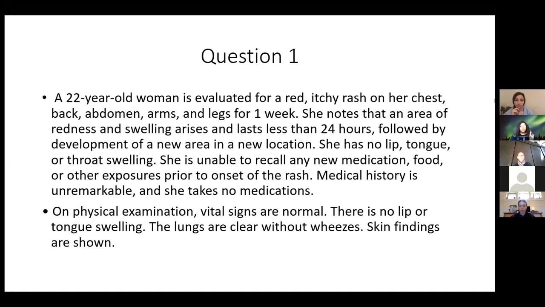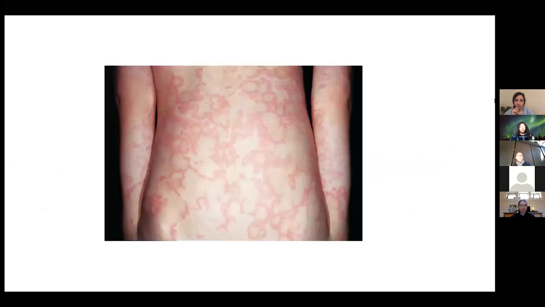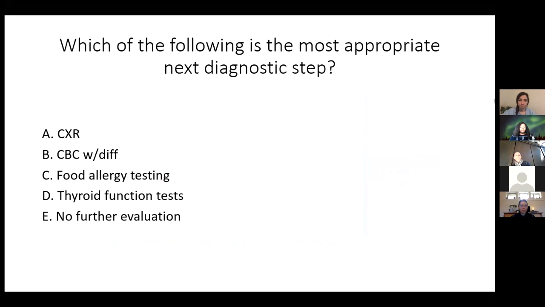On physical exam, her vital signs are normal. She has no lip or tongue swelling. Her lungs are clear, no wheezes, and she has these skin findings. So our question is, which of the following is the most appropriate next diagnostic step?